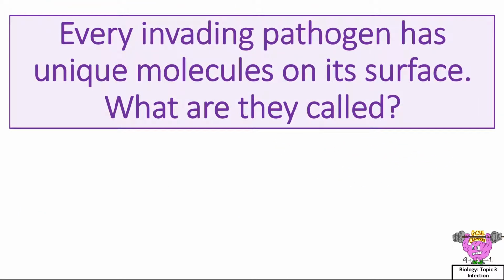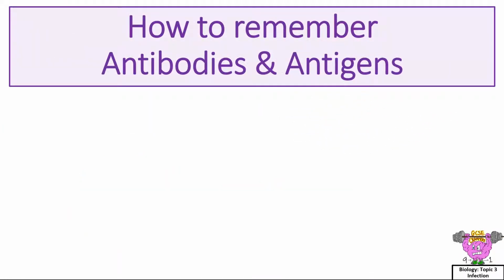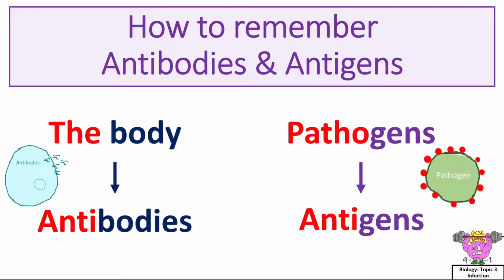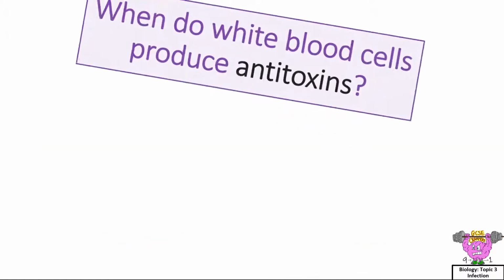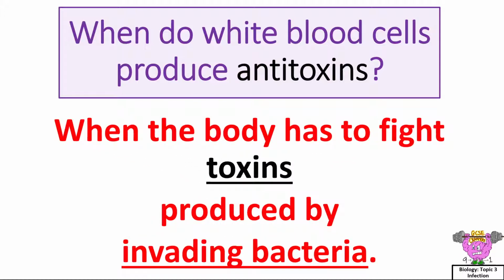Every invading pathogen has unique molecules on its surface. What are they called? They're called antigens. How to remember antibodies and antigens. The body produces antibodies, both end in body, while pathogens produce antigens, and they both end in gens. When do white blood cells produce antitoxins? When the body has to fight toxins produced by invading bacteria.